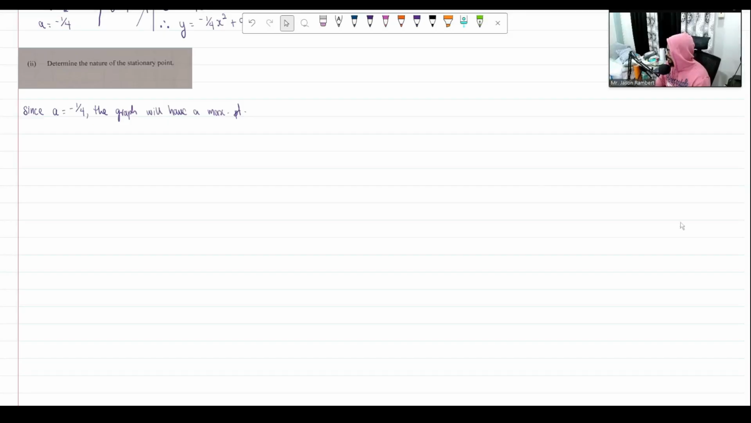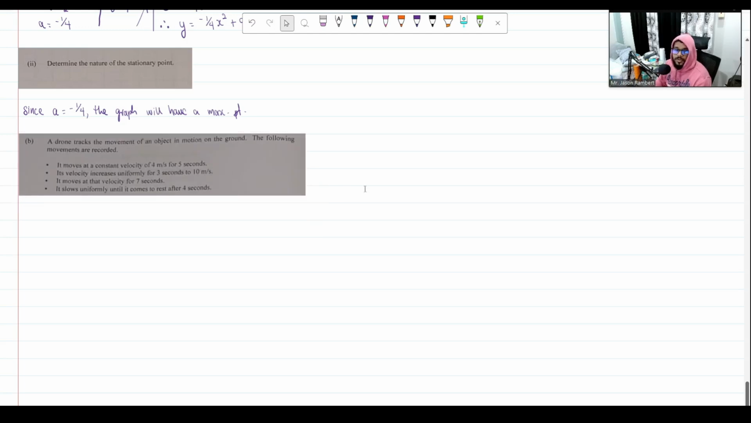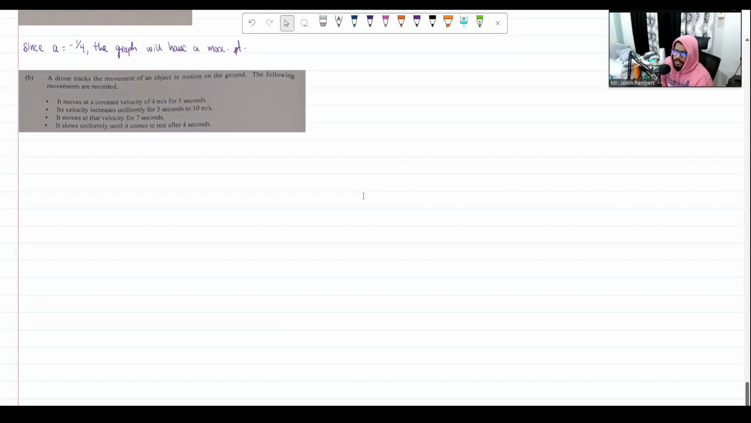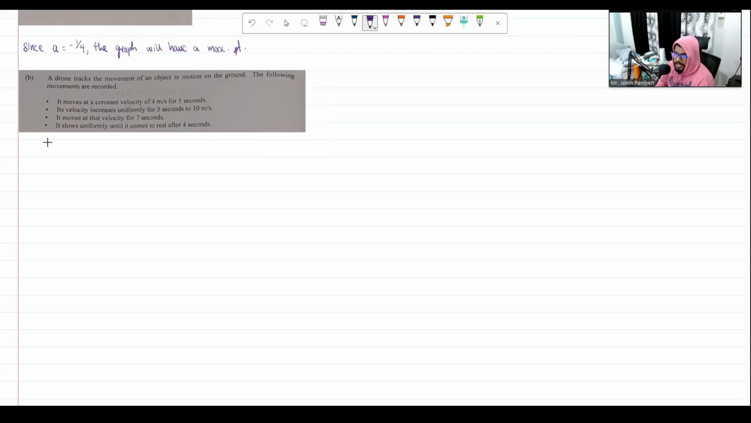Now, I will just sketch on not graph paper. A drone tracks the movement of an object on the ground. The following movements are recorded. They want a velocity-time graph, so let me drop the axes. I am not going to have anything drawn to scale. Everything is going to be freehand.